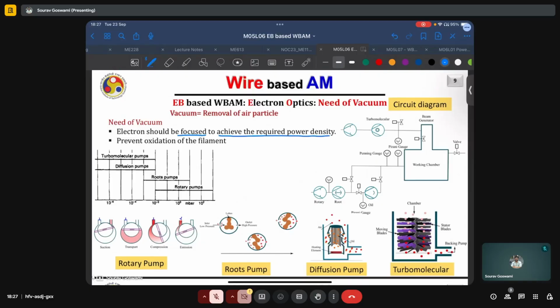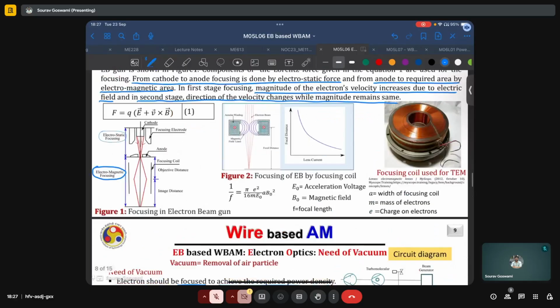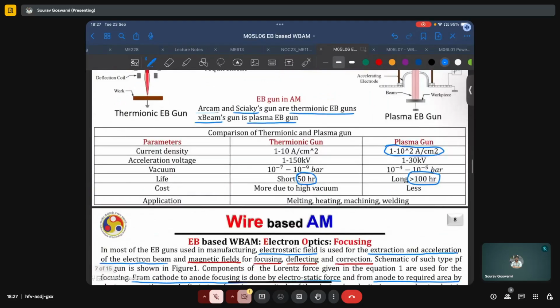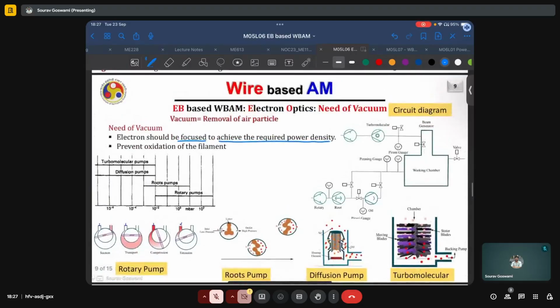A second reason is that, especially in the case of thermionic emission, the metallic filament is actually heated to a very high temperature because, as we said, the energy in this case is transferred in the form of heat. And at such high temperatures, metals are susceptible to oxidation and corrosion in the presence of, say, ambient atmosphere. So, while we are heating this filament to such a high temperature, we must ensure that it does not get oxidized. And to prevent this, we maintain a vacuum around this gun.